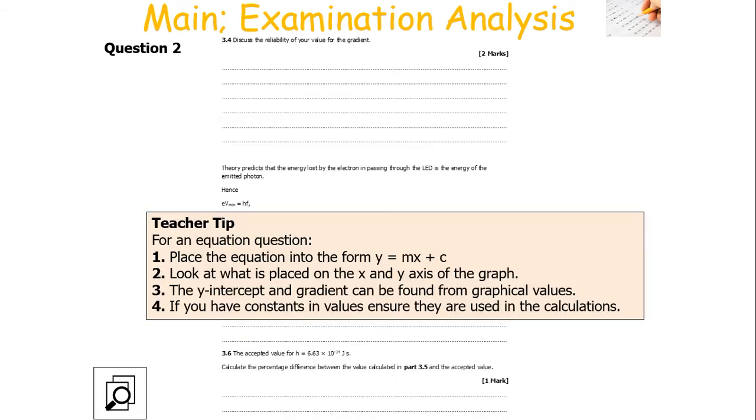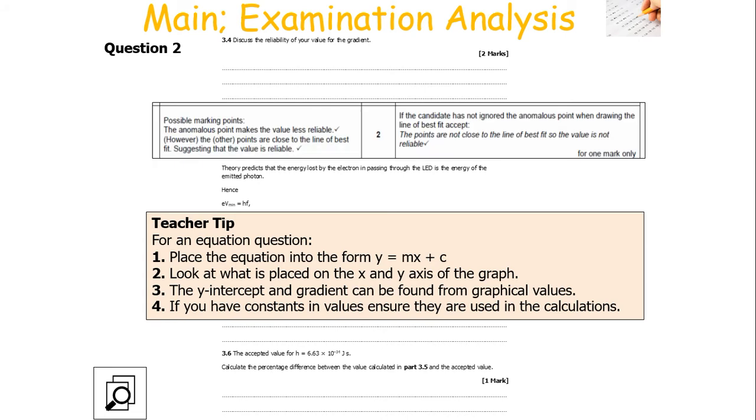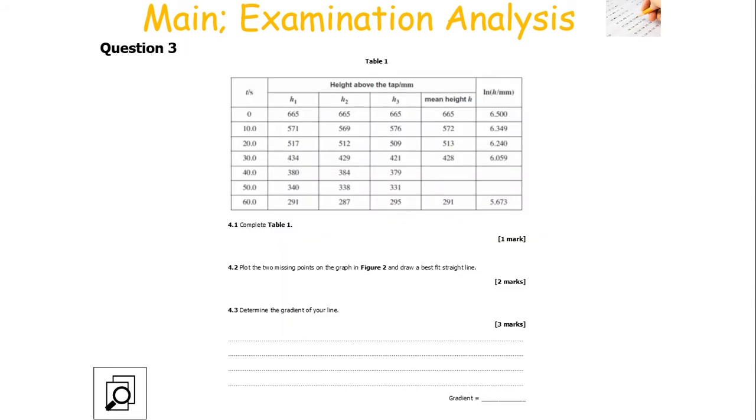Now, just to clarify, for an equation question, when you look at a line of best fit, which is a straight line, you place the equation of your graph or of your experiment into the form y equals mx plus c. Look at what is placed in the x and the y axis of your graph. You can then find the y-intercept and the gradient from your graphical values, and if you've got constants in values, ensure they're used in your calculations as well. So that's a very important idea.